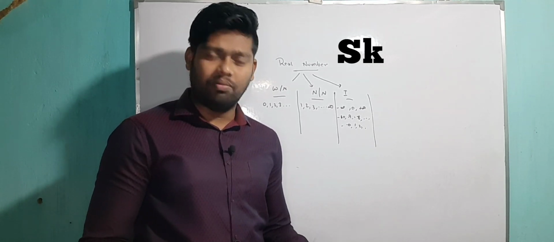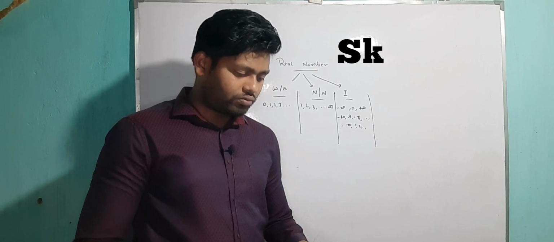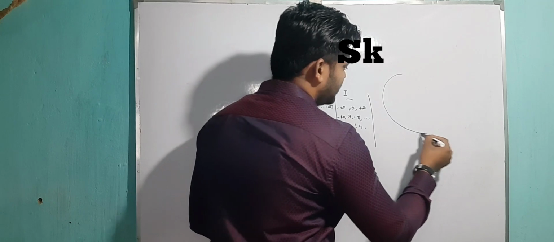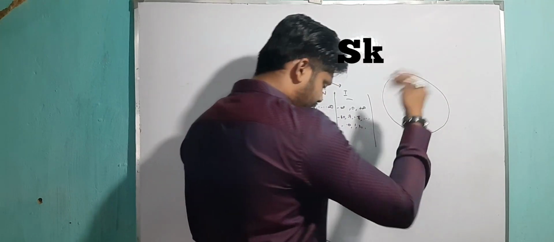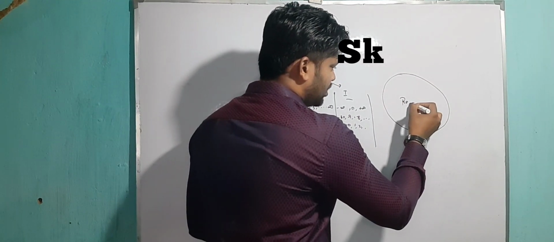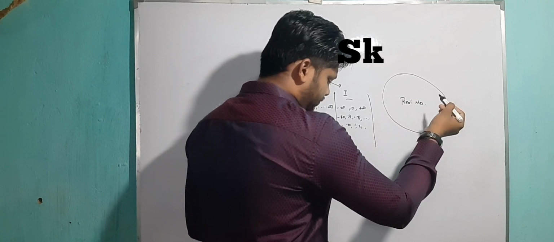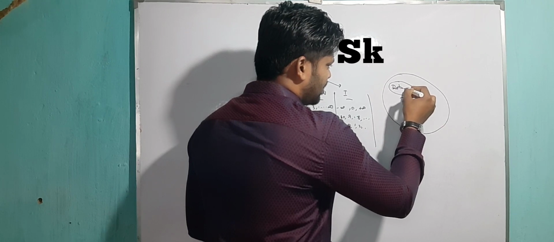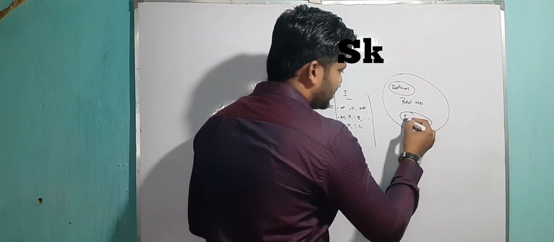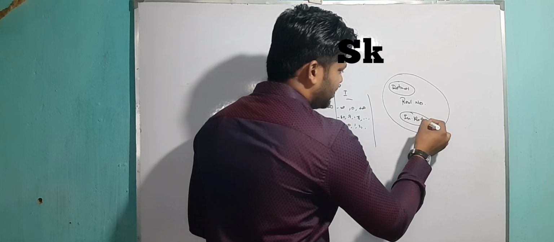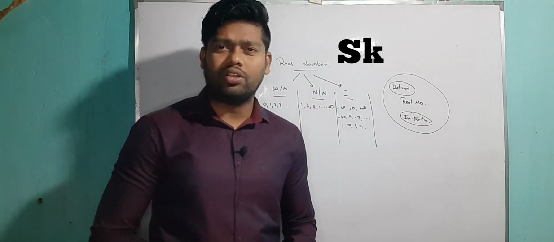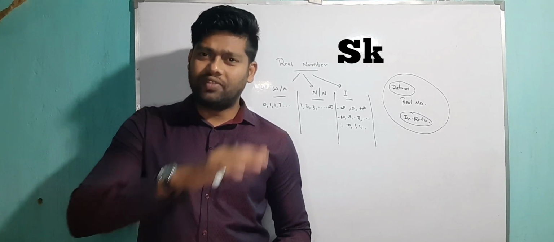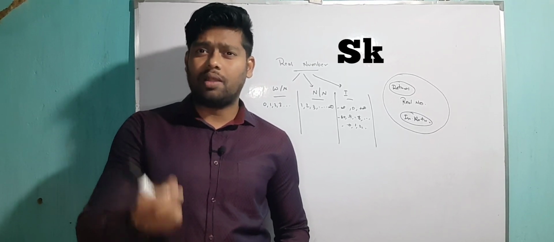So these are real numbers. We can say it in an easier form: if this whole is the real numbers, then some part of it is rational numbers and the remaining part is irrational numbers. So you understood what real numbers are, and how rational and irrational numbers are parts of them. Of the real numbers, rational and irrational are the only parts.